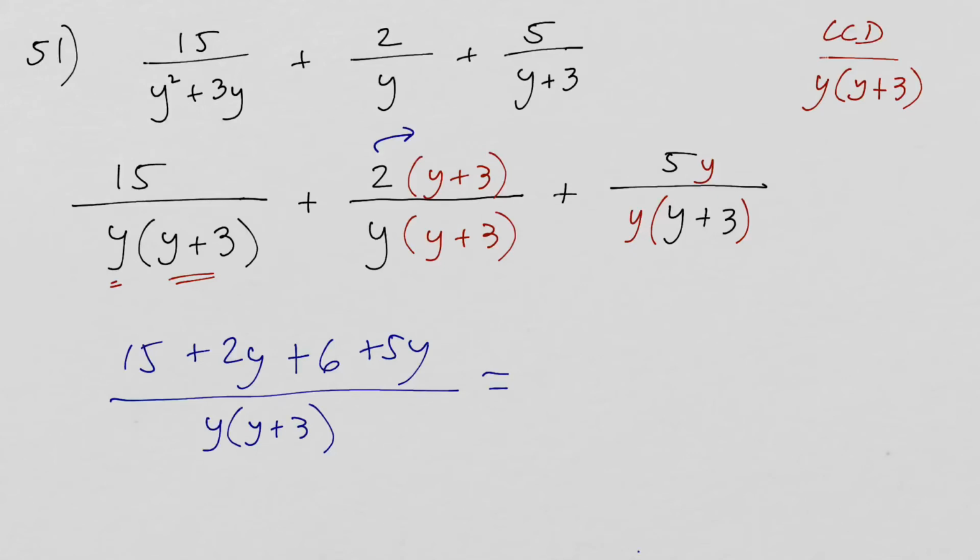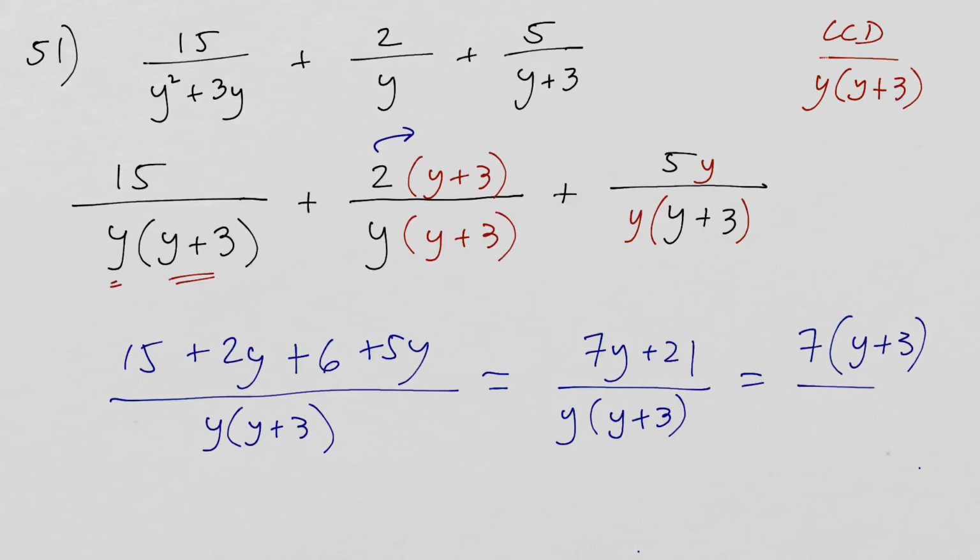I'm going to combine like terms. 2y plus 5y is 7y. And I have 15 plus 6 is 21. Now this is also not a simplified fraction because the top is factorable. I can take a 7 out and it leaves behind a y plus 3. So finally, I have to cancel my y plus 3's, and my final answer, to put it in red here, is going to be 7 over y.